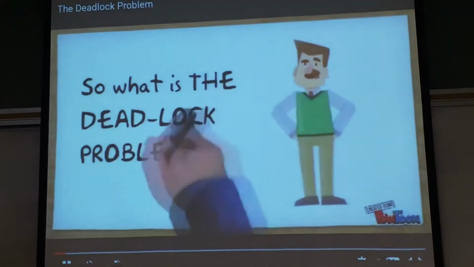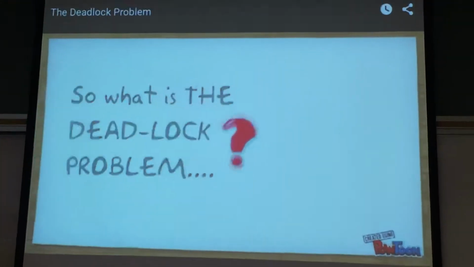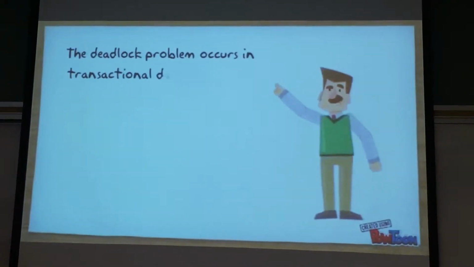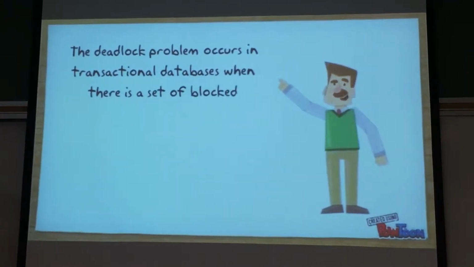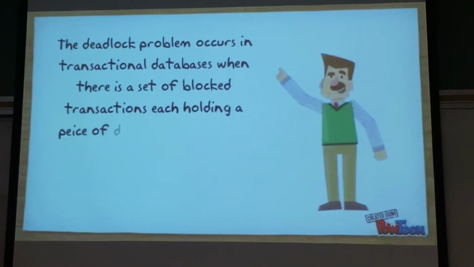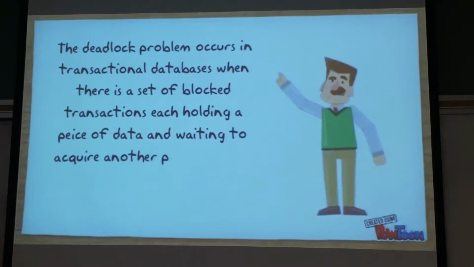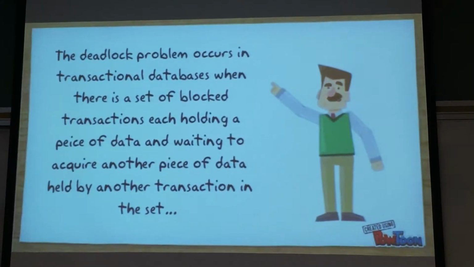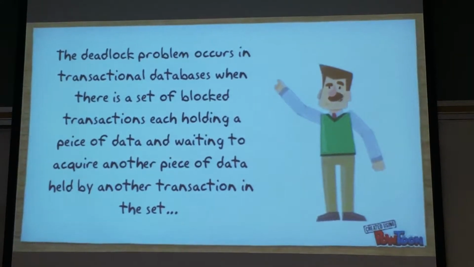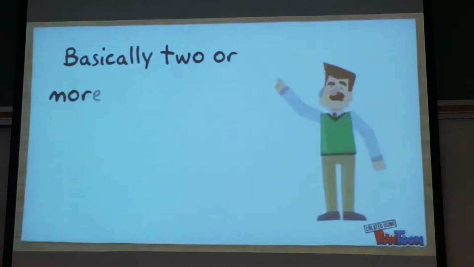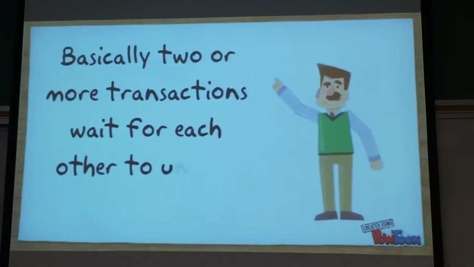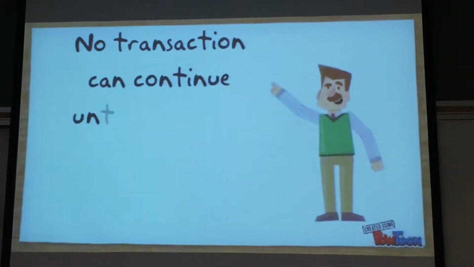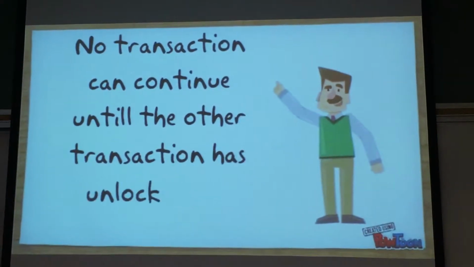So what is the deadlock problem? The deadlock problem occurs in transactional databases when there is a set of blocked transactions, each holding a piece of data and waiting to acquire another piece of data held by another transaction in the set. Basically, two or more transactions wait for each other to unlock data. No transaction can continue until the other transaction has unlocked the data.